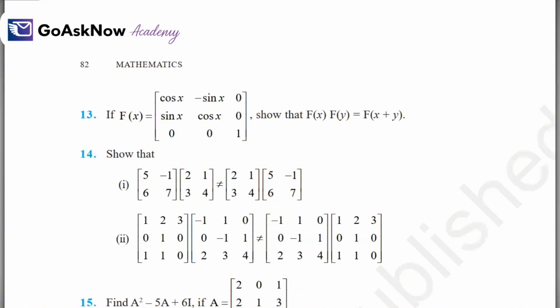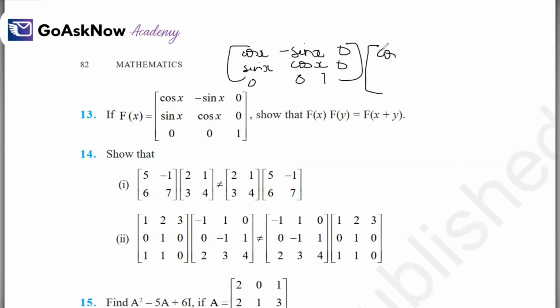Question 13 says that if fx is equal to the matrix cos x, minus sin x, 0; sin x, cos x, 0; 0, 0, 1, show that fx into fy is equal to fx plus y. I will do this question for you, and this is also a simple one. You can verify it if you do the calculation part. Just find fx into fy. So fx is cos x, minus sin x, 0, sin x, cos x, 0, 0, 0, 1, and you have to multiply it with fy.